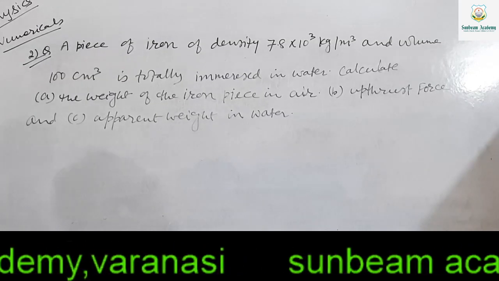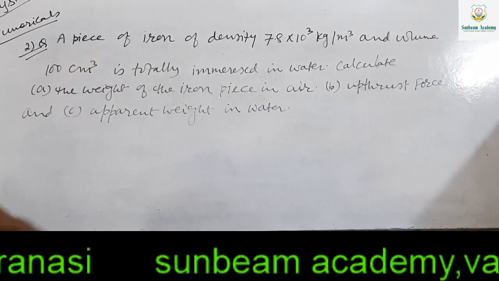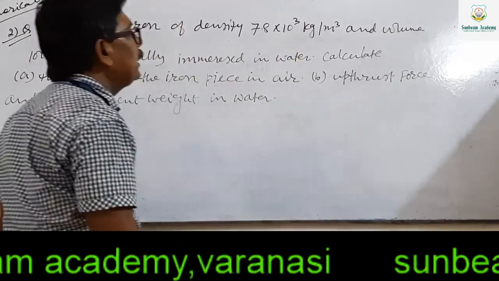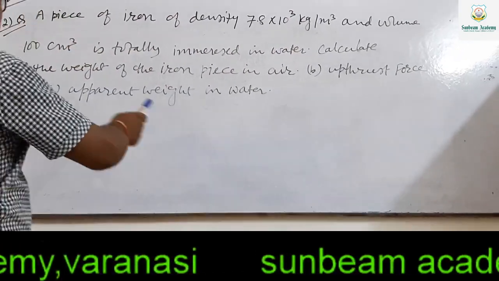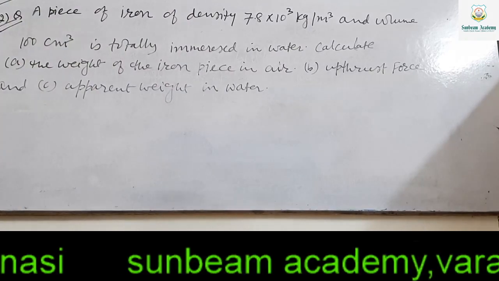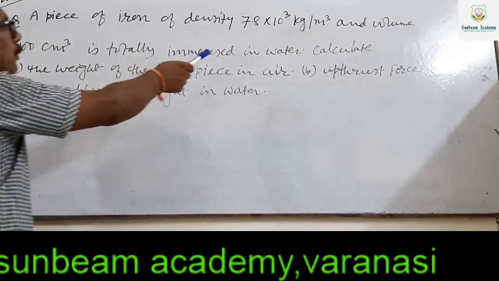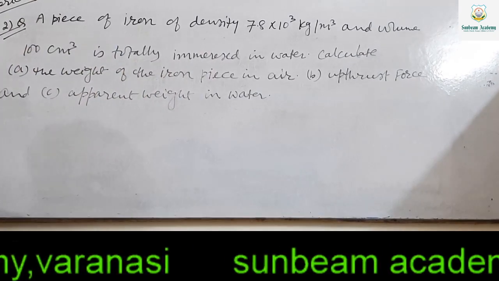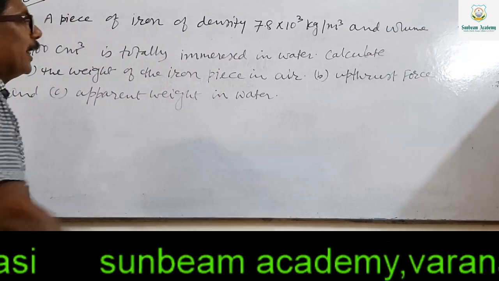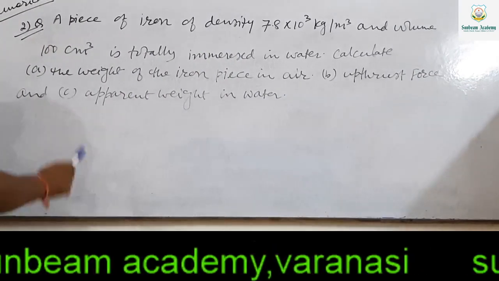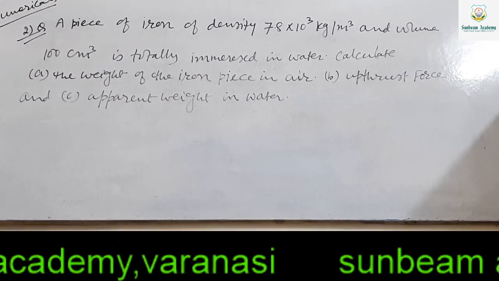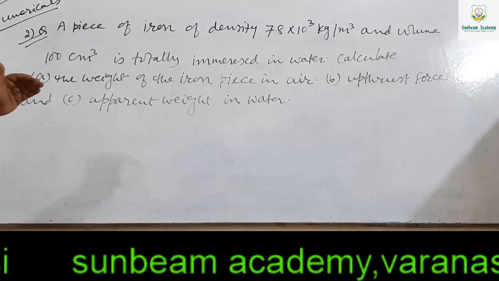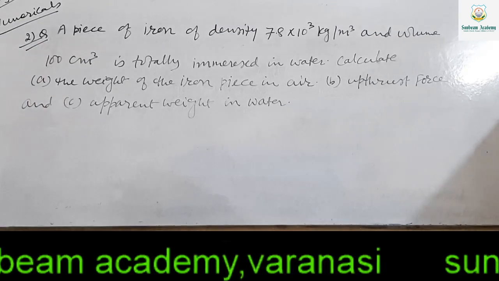Now see the next numerical. A piece of iron of density 7.8 into 10 to the power 3 kg per meter cube and volume 100 centimeter cube is totally immersed in water. First, calculate the weight of the iron piece in air. Second is upthrust force, and third is apparent weight in water. Now let us see all three parts one by one.